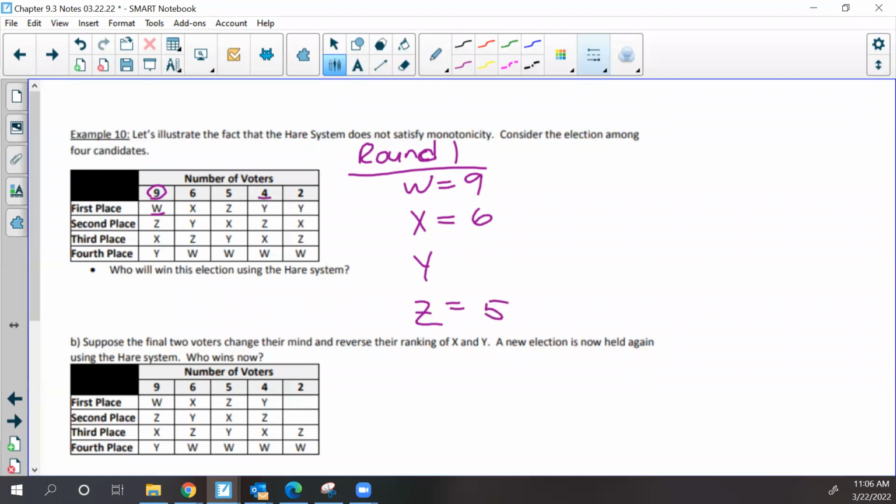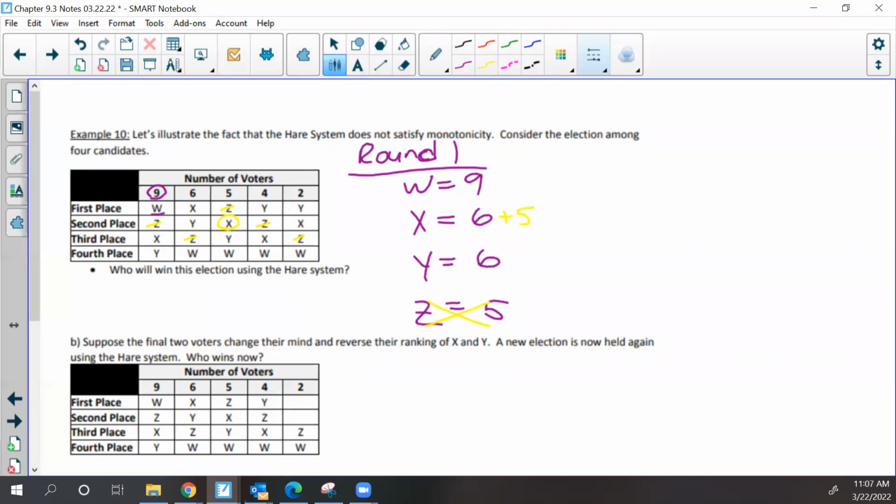Y has 4 plus 2, which is 6. So now you look at the candidate that has the least amount of votes. In this scenario, it's Z. 5 is the least amount of votes, so they're gone. So then I scratch Z off my preference table. So they're out. And so the next person in line that gets those 5 votes is going to be X. X is the next preferred candidate. If Z's out, X is going to get those 5 votes.